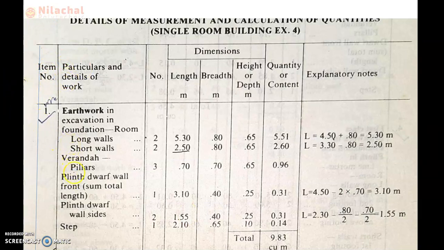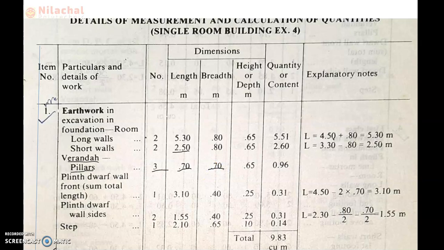For the pillar, first we write down veranda. In this case the first item is pillars, 3 numbers. The dimension of the pillar is given in lime concrete as 70 centimeter into 70 centimeter. It means a square pillar is used here, so length is equal to breadth. So length is 70 centimeter or 0.70 meter. Breadth is also 70 centimeter or 0.70 meter.